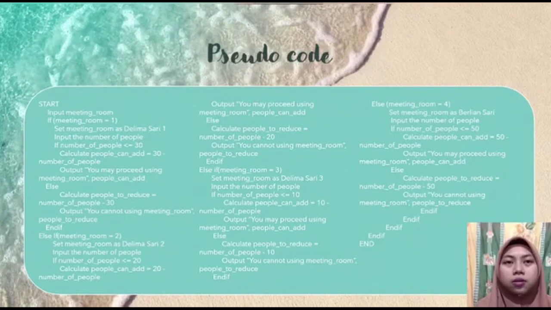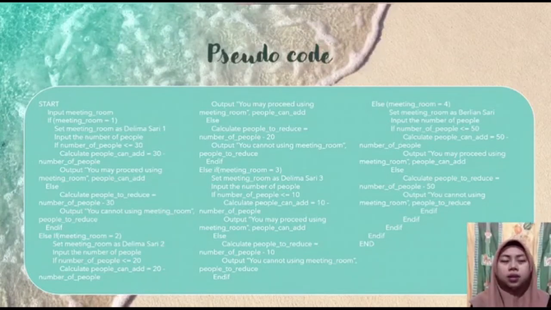and people to reduce. And if meeting room equals 2, set meeting room as Seri 2, input the number of people. If number of people is less than or equal to 20, calculate people can add by 20 minus number of people, and the output is you may proceed using meeting room and people can add. Else calculate people to reduce by number of people minus 20. Output you cannot use the meeting room and people to reduce.